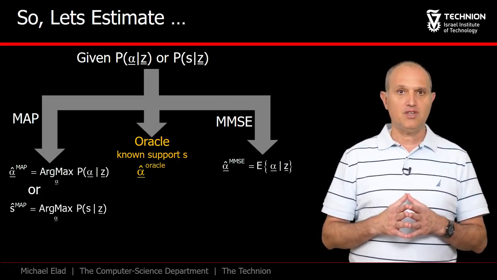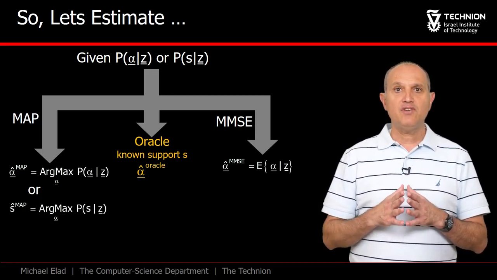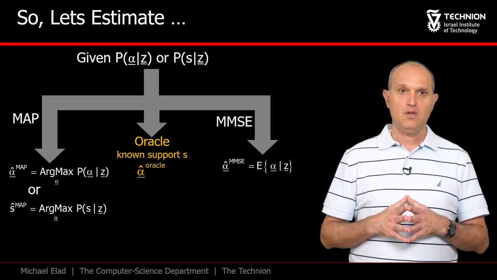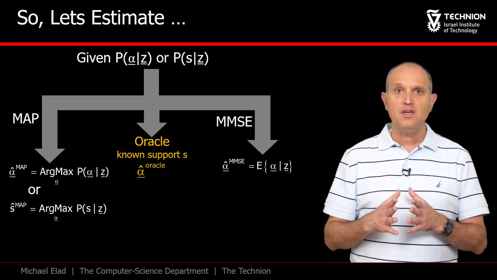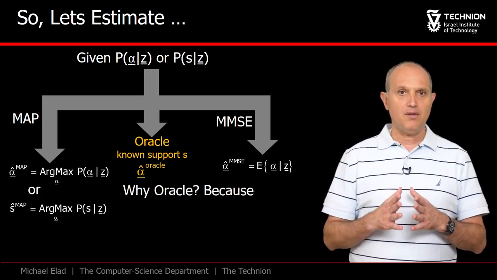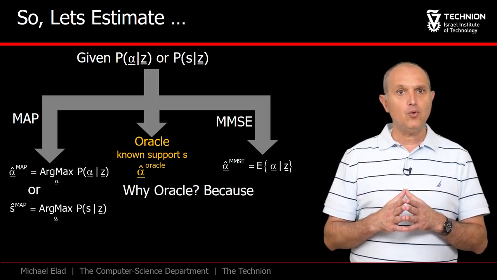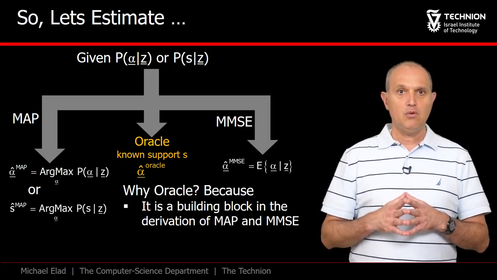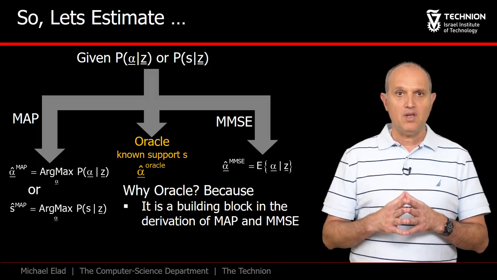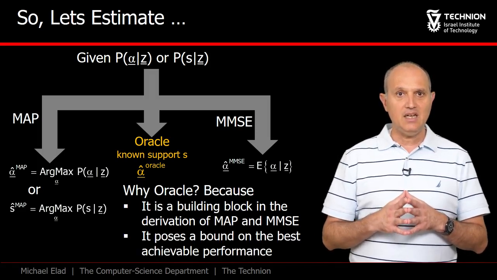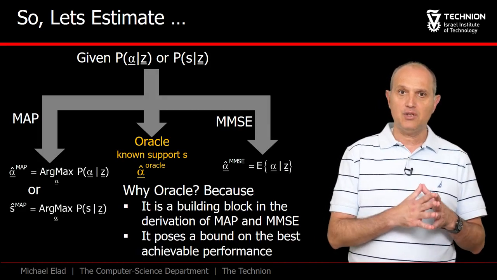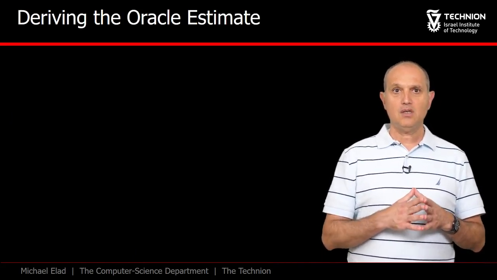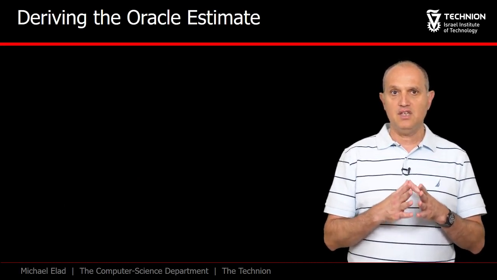A third branch of activity that we can employ is to investigate the oracle estimator. The oracle is a machine that knows the support, and thus its estimation task of finding the non-zero values is much easier. Why should we bother with the oracle? Well, because of two important reasons. First, we will see that it is a building block in the other two estimators. Secondly, it will give us a reference to compare with when evaluating how good our estimations are. Let's start with the oracle, because its analysis is the easiest.